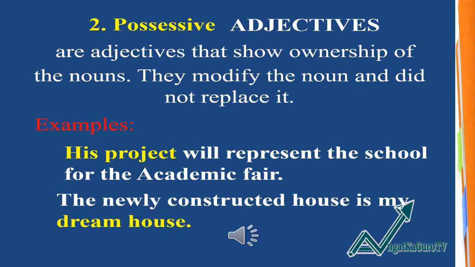Number 2 is possessive adjectives. Possessive adjectives are adjectives that show ownership of the nouns. They modify the noun and do not replace it. Examples: his project will represent the school for the academic fair. And number 2, the newly constructed house is my dream house.